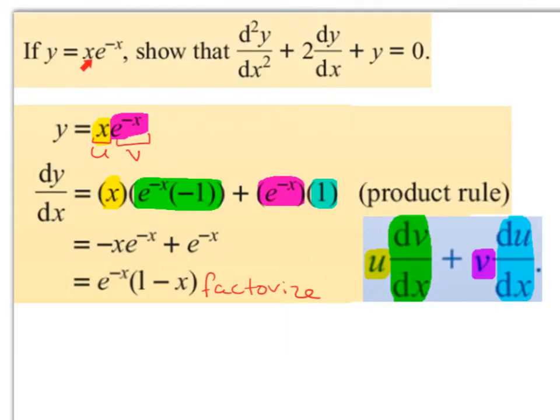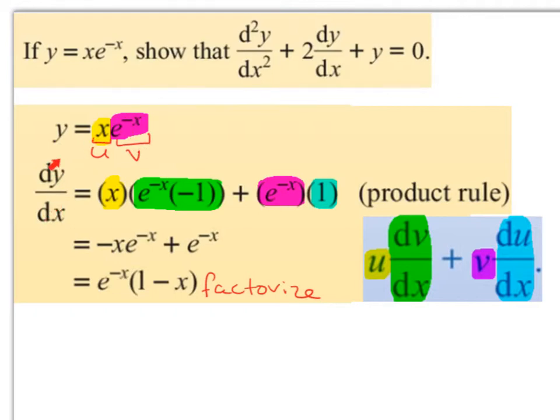If y equals x e to the power of minus x, show that d squared y dx squared plus 2 dy dx plus y is equal to 0. Okay, so y is equal to x times e to the power of minus x. So since they're multiplied, we are going to be using our product rule, which is u dv dx plus v du dx, where the u is x and the v is e to the power of minus x.